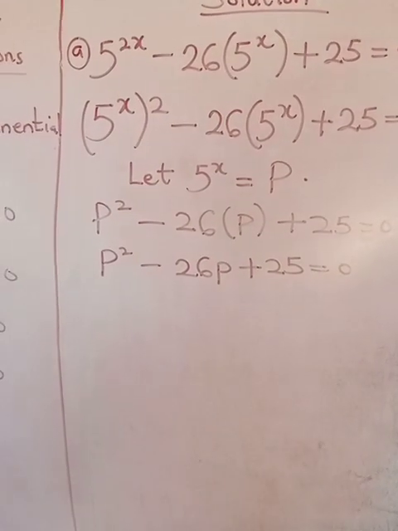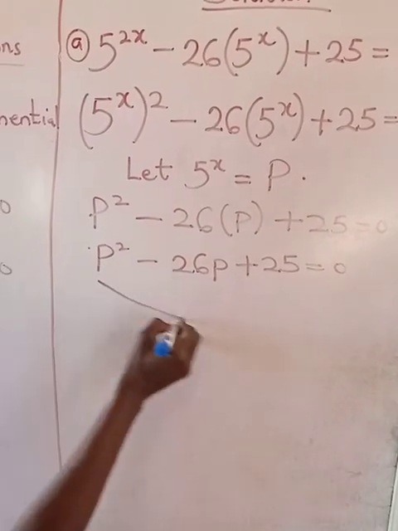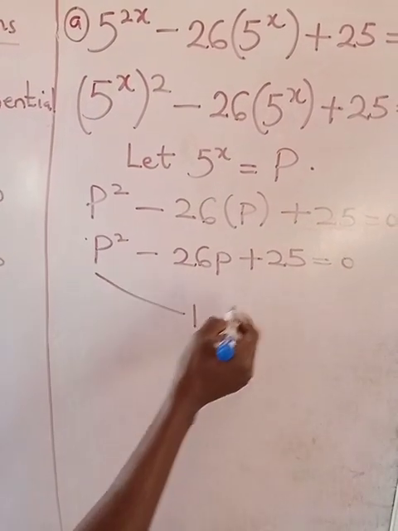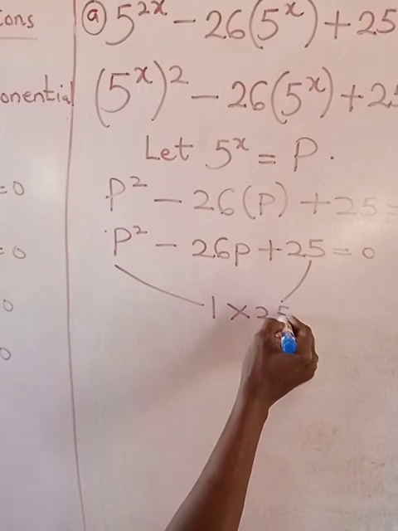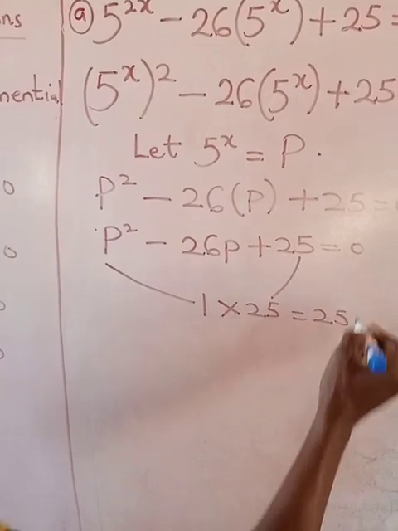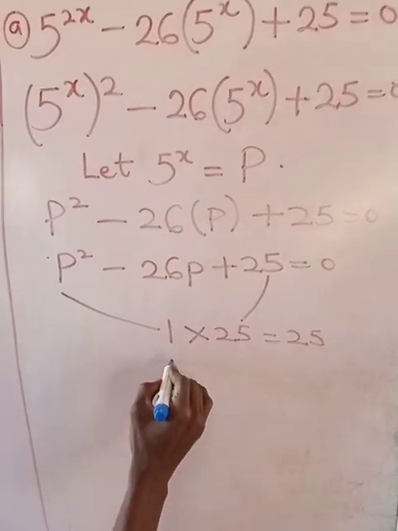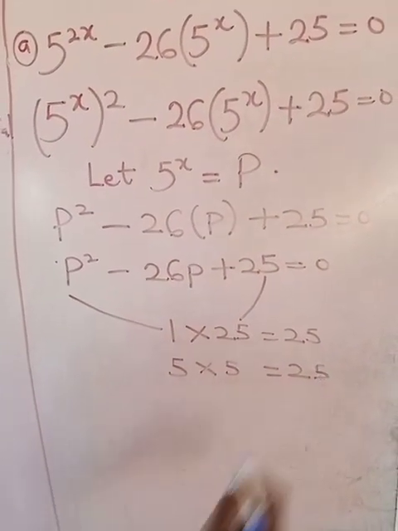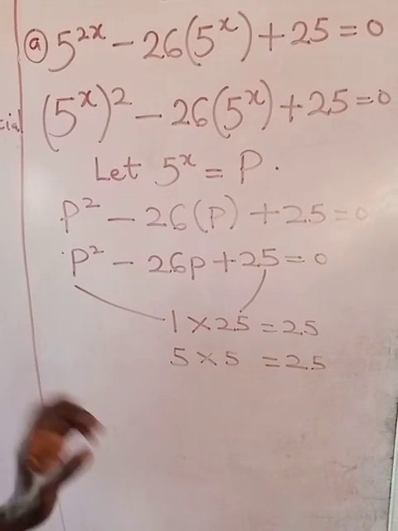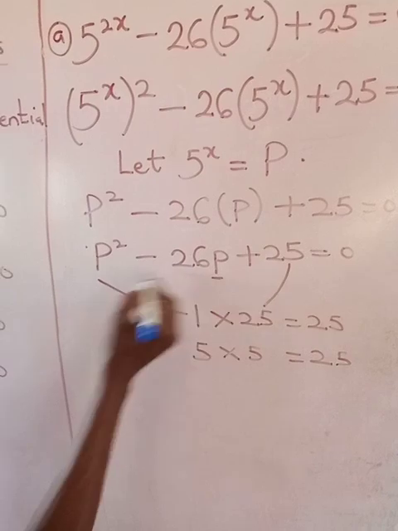Now, solving the quadratic equation, what is the coefficient of p squared? That's 1. Multiply by the constant, that's 25. What are the factors of 25? 1 times 25 is 25. Other factors, we have 5 times 5, that's 25. These are the factors of 25. Which of them? You check the coefficient of p, and that's minus 26.